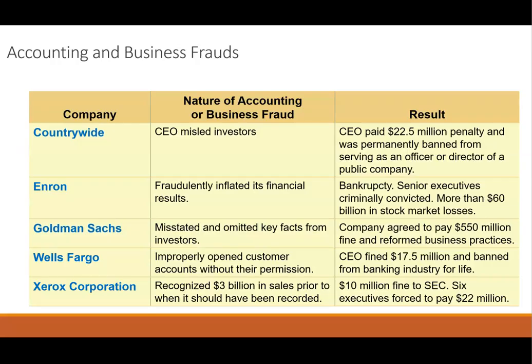Now, here is a list of various companies, what kind of poor decisions were made, fraud, and what happened as a result of bad behavior. I mean, guys, there are so many. But here are some recent ones. Countrywide, which we don't even know of anymore, nor do we know of Enron. Goldman Sachs, I don't know if they're even around anymore. Wells Fargo's in our backyard, but boy, oh boy.